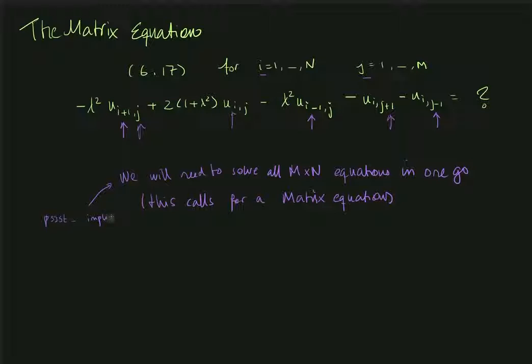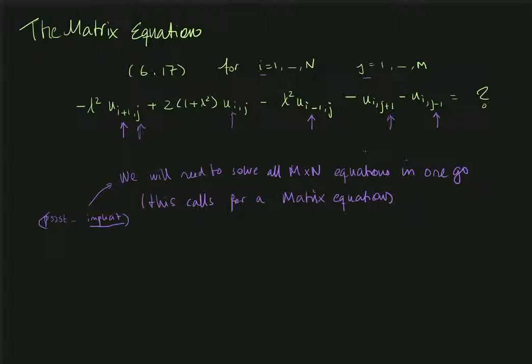Because some of you have been asking me how to see if a method is implicit or explicit: first of all, if you need to find all of the values in one go, then quite clearly it is implicit. So that is one of the ways you can recognize an implicit method.